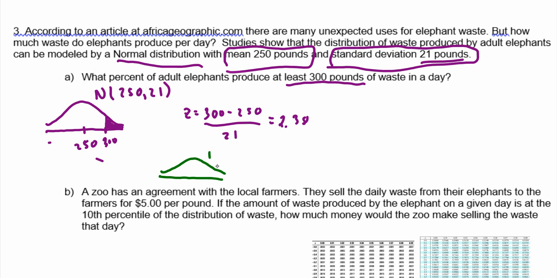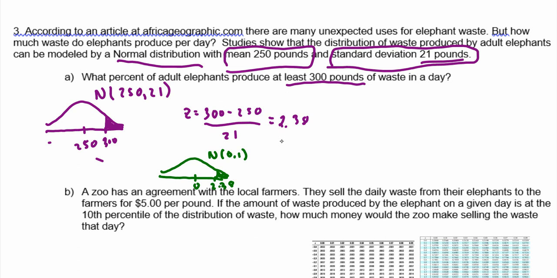Now, what we just did here is convert this normal curve of the elephant waste into a standard curve where we have a mean of 0 and we have our value of 2.38. Now, what I want to figure out is, okay, what is that percent?